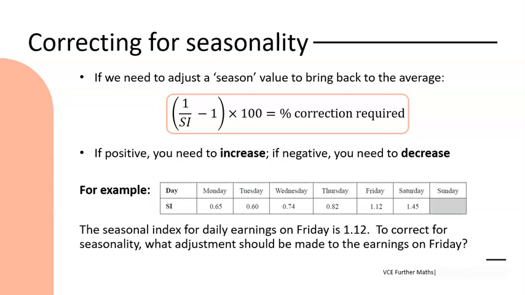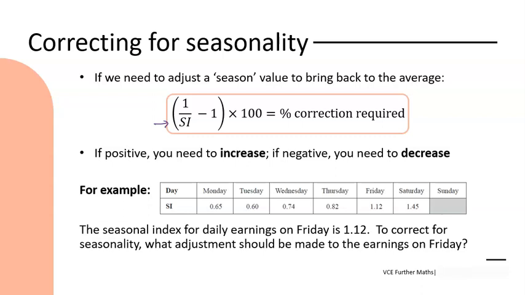What we will need to do is use the formula that we've got here. So it's 1 divided by the seasonal index that we're trying to correct, minus 1, and then times by 100. And that will give you the percentage correction required. And so again, if that percentage is positive, you will need to increase by that amount or that percentage. If the answer is negative, you will need to decrease by that amount.